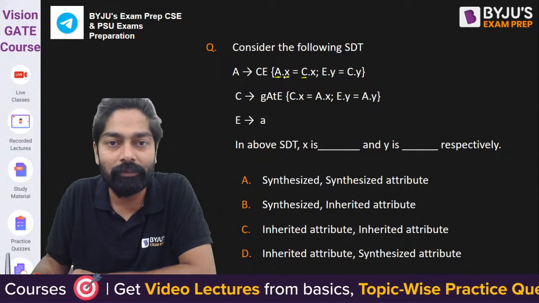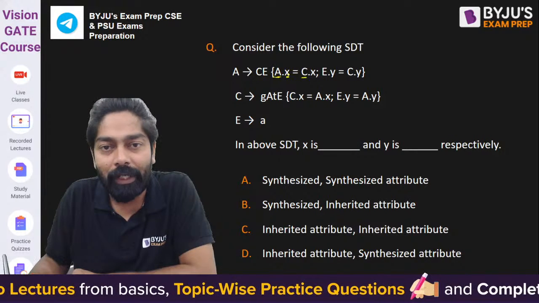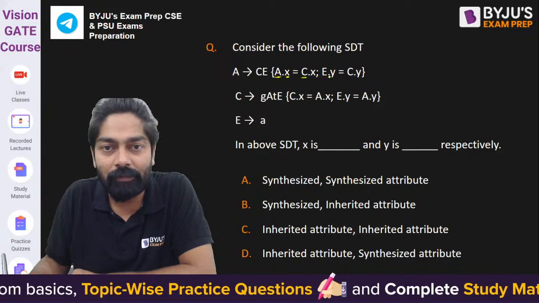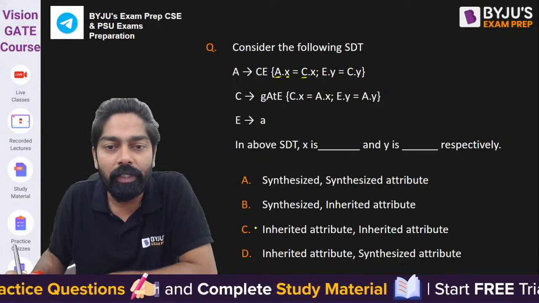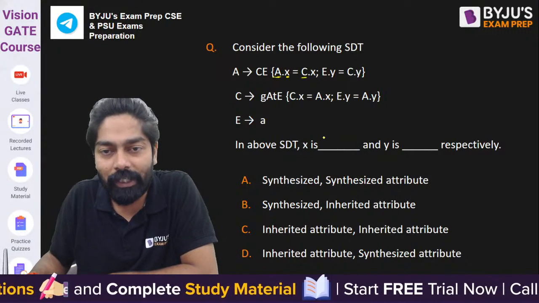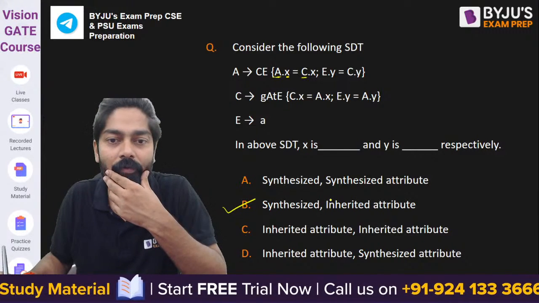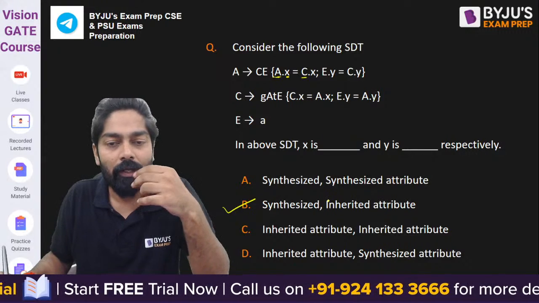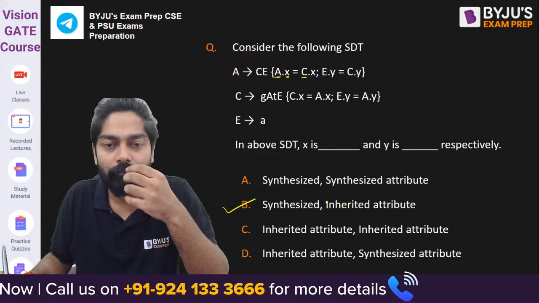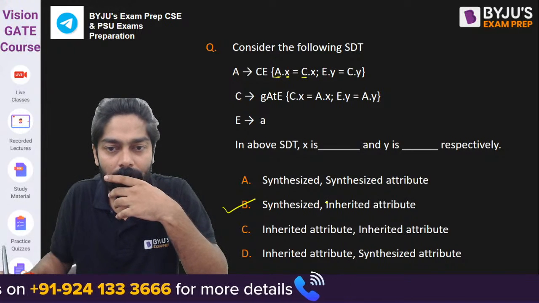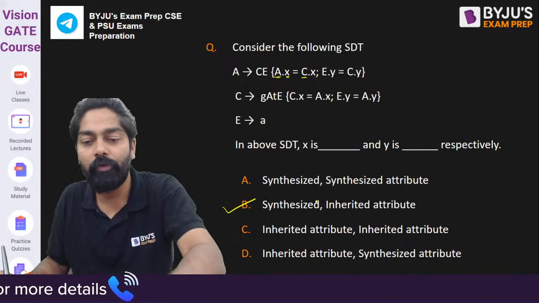Are you getting my point? X is a synthesized attribute. Now see, the value is in terms of the sibling. Y means the Y value is in terms of its sibling, so Y is nothing but an inherited attribute. So X is synthesized and Y is inherited. Are you getting my point? Is that clear, my dear friend? Please reply. Okay, I'm moving to the next one.